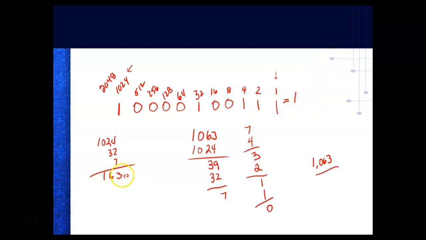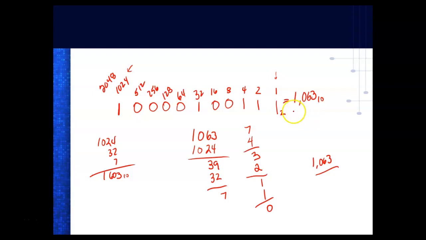Oh, I'm sorry. That's a 0 out there. This would give me 1063 base 10. Those numbers are exactly equal. This is base 2. That's base 10. So what you're doing is you're looking at the same number in two different bases.